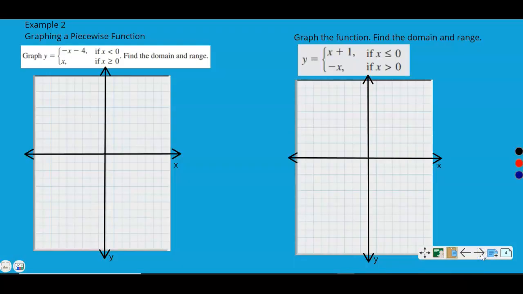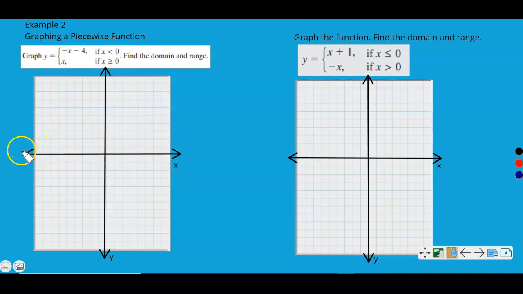All right, example 2, graphing a piecewise function. We've already looked at graphing y equals mx plus b. So all we're going to do is graph two different pieces on the same page. All we have to do is figure out which part of the function we need. So this one says graph y equals negative x minus 4 if x is less than 0.